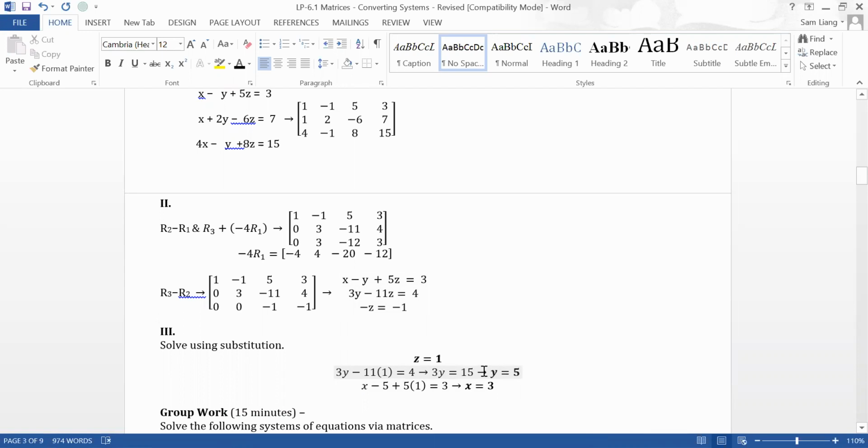Lastly, we solve for x. For that, I'm going to use the first equation, x minus y plus 5z equals 3. So x minus 5 plus 5 times 1 equals 3. So we have x equals 3. And that'll be your 3 answers. x is 3, y equals 5, z equals 1.